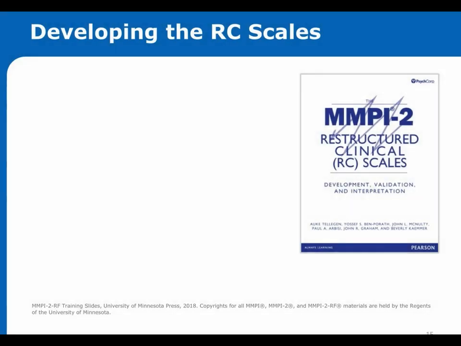As I just mentioned, the development of the restructured form began by restructuring the original 8 clinical scales of the MMPI developed by Hathaway and McKinley. Dr. Tellegen began the process of restructuring the clinical scales in the early 1990s, and the project culminated in 2003 when the RC scales were added to the MMPI-2. The results of these efforts were published in a monograph, which is displayed for you on the screen. The RC scales scored on the MMPI-2 were directly carried over to the restructured form.